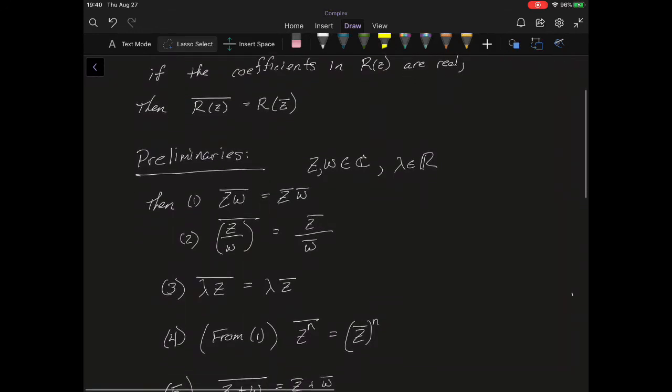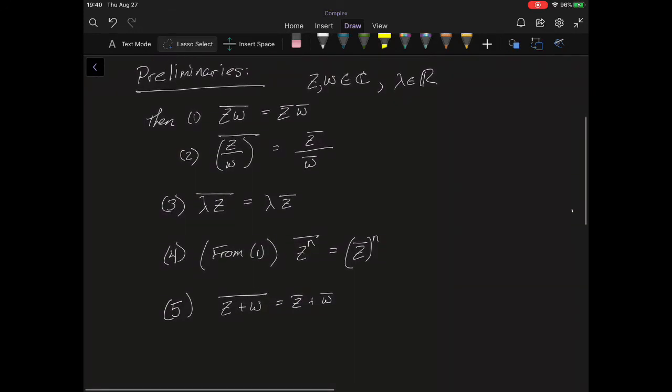We have some nice properties about the conjugate of complex numbers. If I have z and w as complex numbers and lambda as a real number, we have that the conjugate of the product is the product of the conjugates. The conjugate of a quotient is the quotient of the conjugates. If I have a scalar times a complex number's conjugate, I can just pull that scalar out and I get the real number times the conjugate of the complex number.